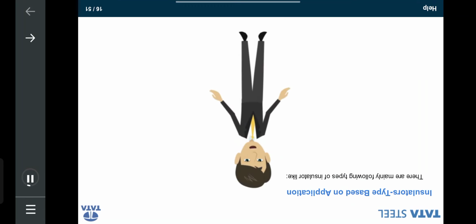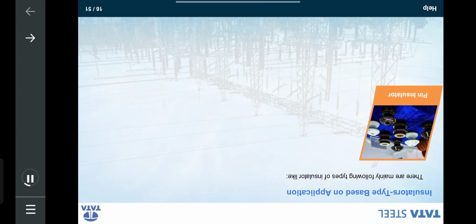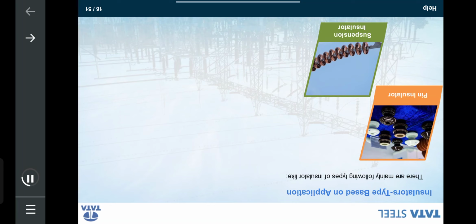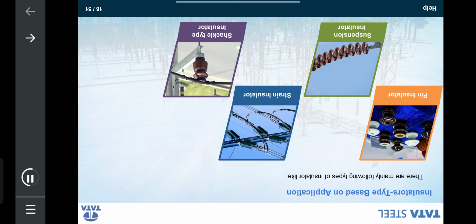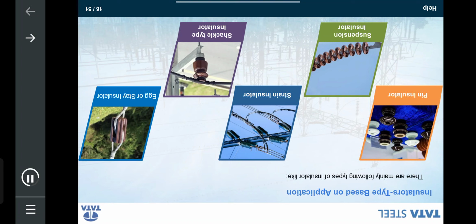There are mainly the following types of insulator. They are the pin insulator, which works at voltages up to 33 kilovolts; the suspension insulator, which works at voltages above 33 kilovolts; the strain insulator, used at the dead end of the high voltage line; and the shackle type insulator. For less than 11 kilovolts, shackle insulators are used as strain insulators. The egg or stay insulator is used to prevent stay wires from becoming energized from accidentally broken live wires.